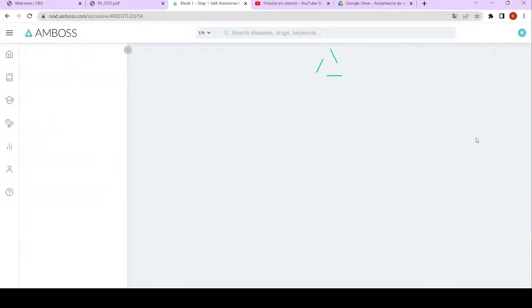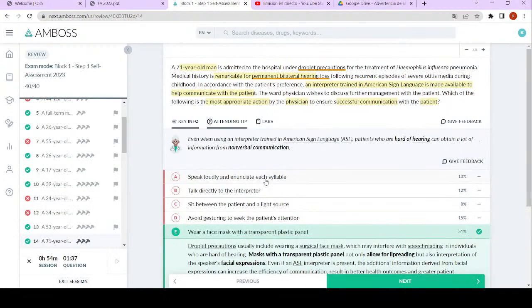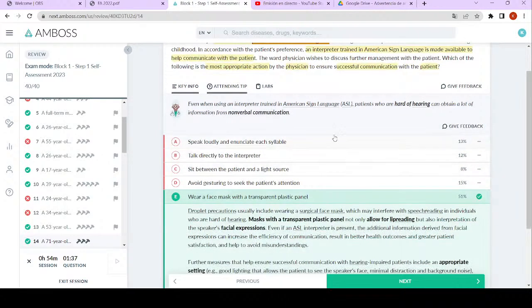Next question. Question number 14. A 71-year-old man, droplet precautions. He has Haemophilus. Medical history is remarkable for permanent bilateral hearing loss. An interpreter in ASL is available to help communicate with the patient. Which of the following is the most appropriate action by the physician to ensure successful communication with the patient? Well, this is a patient that just needs ASL.